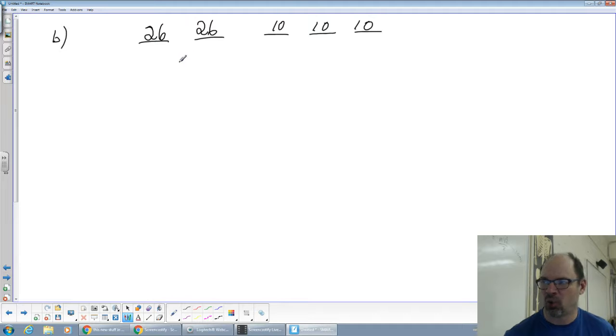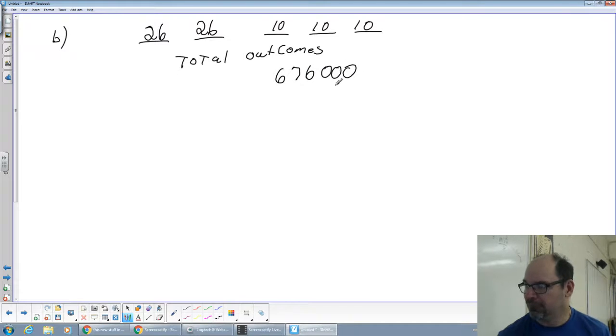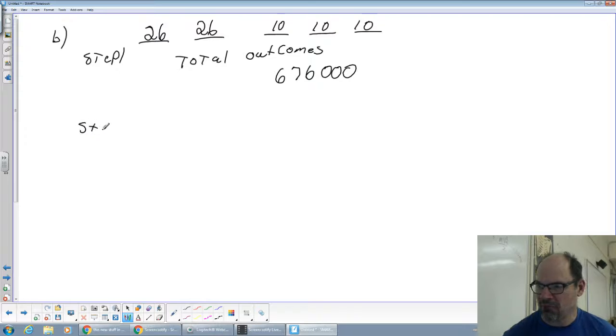So that's going to be our total outcomes for the password. You could have any of the 26 letters, any of the 26 letters, and any of the 10 numbers. So that would be 26 times 26 times 10 times 10 times 10. Okay, so that's going to turn out to be 676,000 on the bottom. Now that's the total outcomes. That's step one.